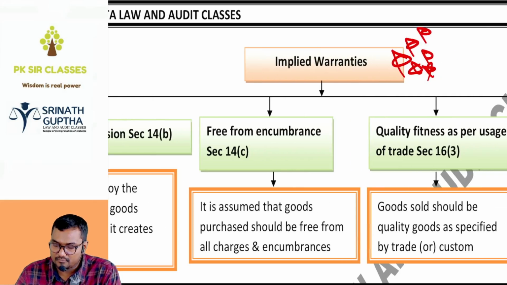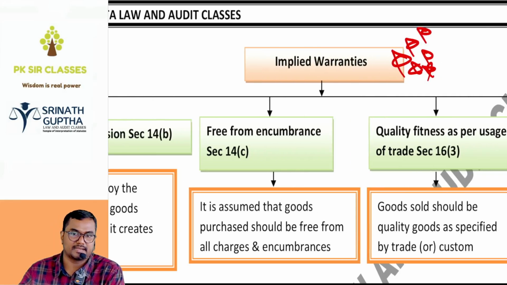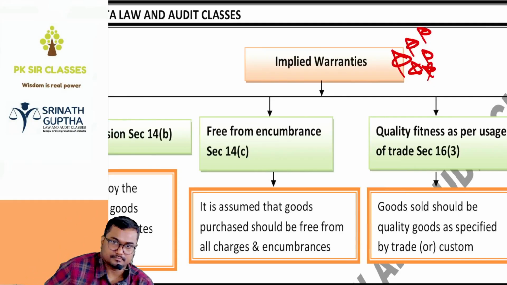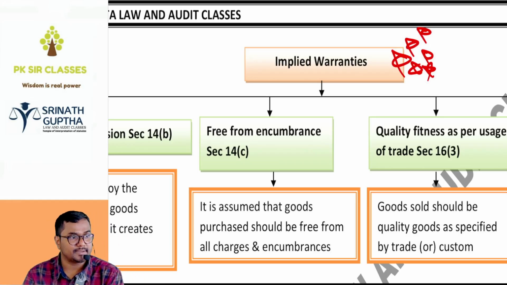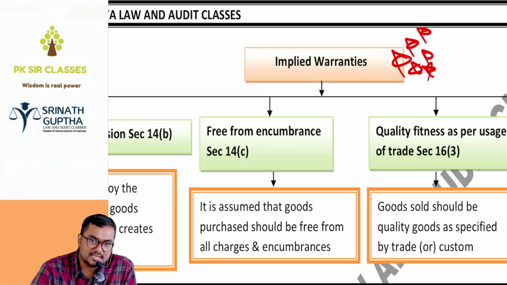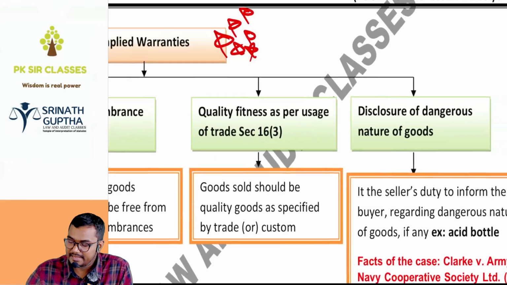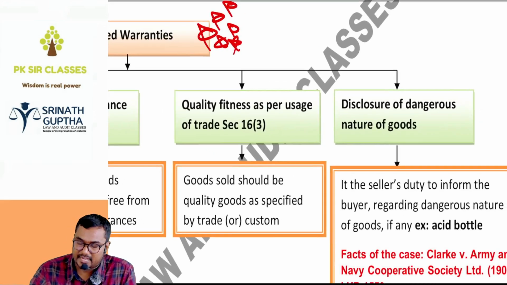Next one is the warranty as to freedom from encumbrance. Encumbrance means girvi, takattu, charge, security. Being a buyer, he will assume that the seller is selling goods which are free from encumbrances, all the charges. If the seller sells encumbered goods, there is a breach of warranty as to encumbrance, and the buyer can claim the damages.